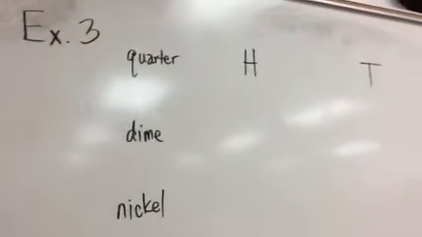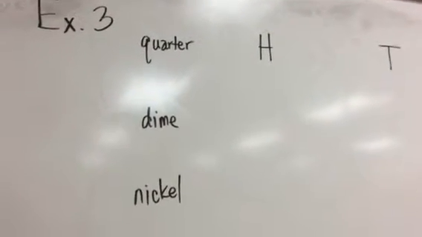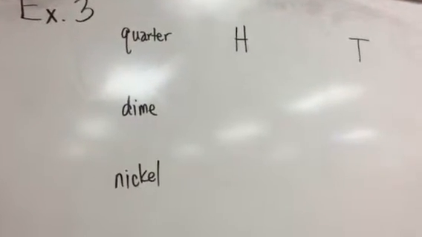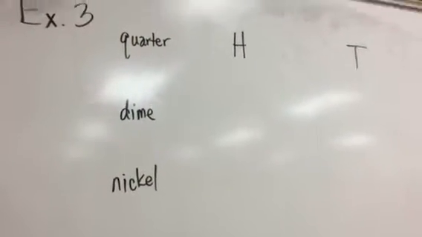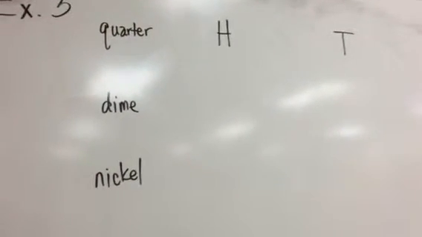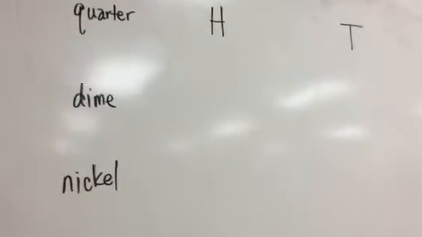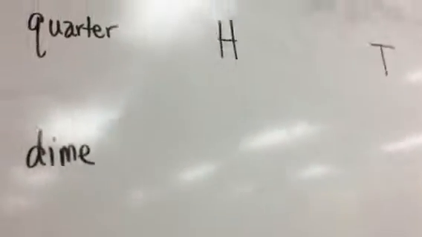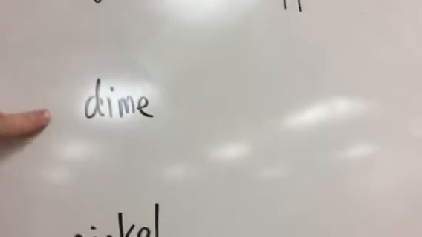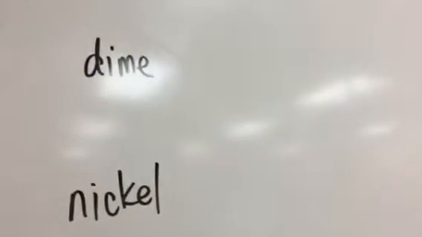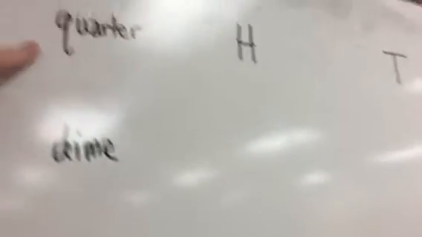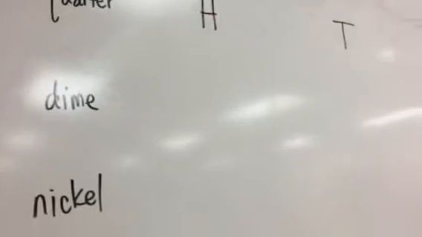Now, in the book above this example, you'll see the definition of a compound event. Compound, just like with a compound sentence, you have 2 sentences that you have put together to make 1 sentence. With a compound event, we have 2 or more simple events that have been put together. So a simple event would just be flipping the quarter, or flipping the dime, or flipping the nickel. However, with this compound event, we're flipping all 3 coins.